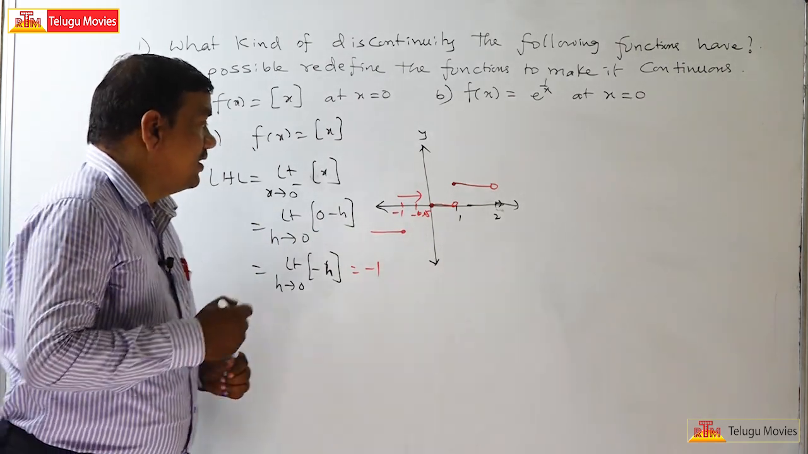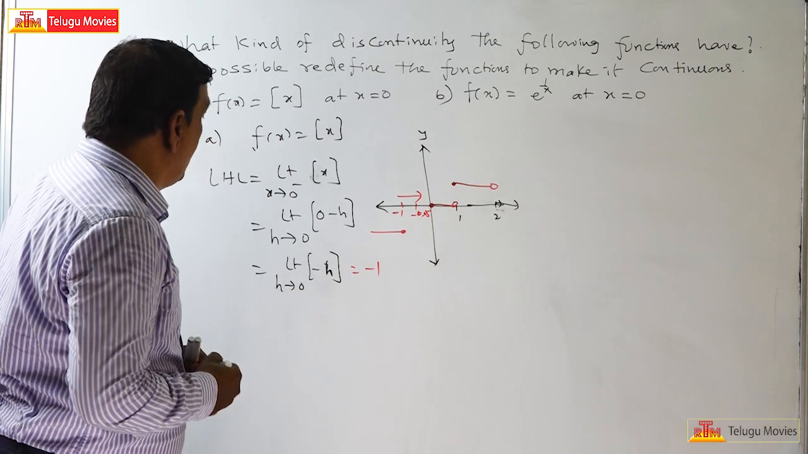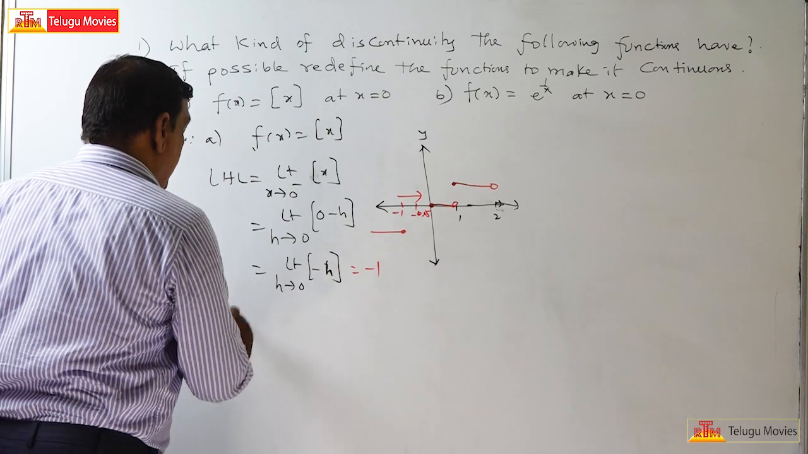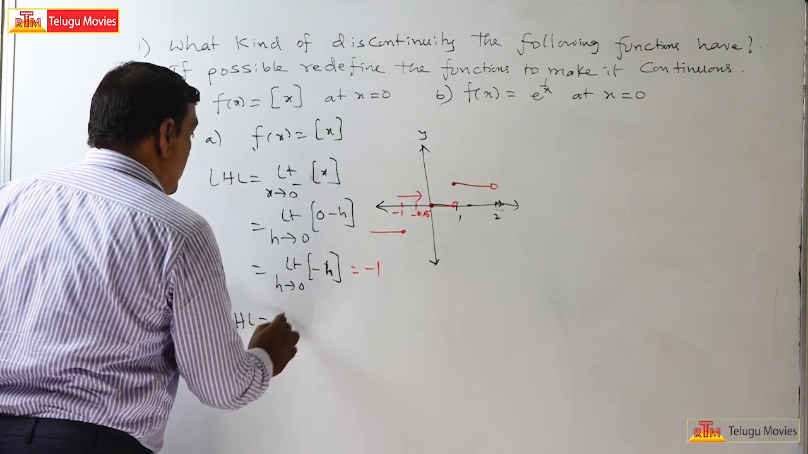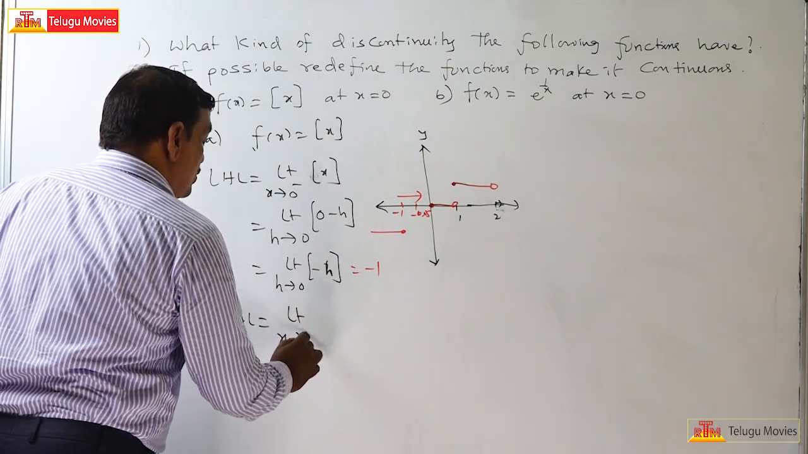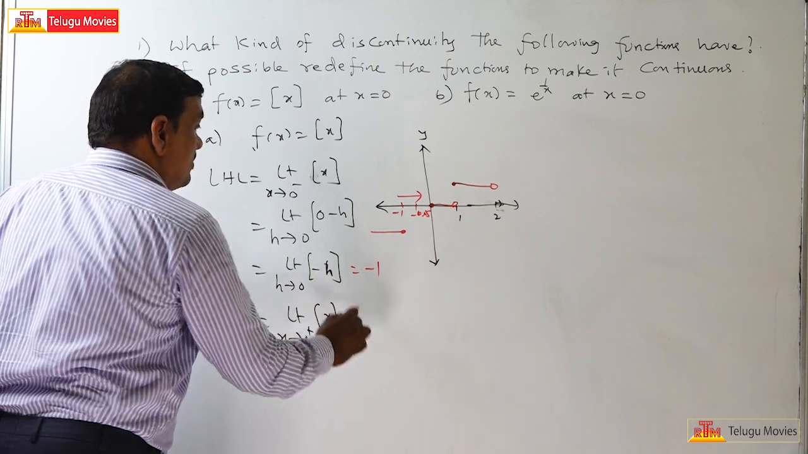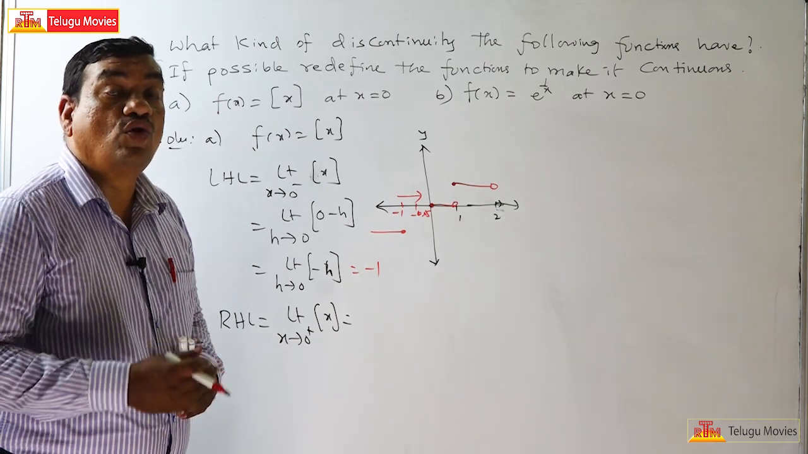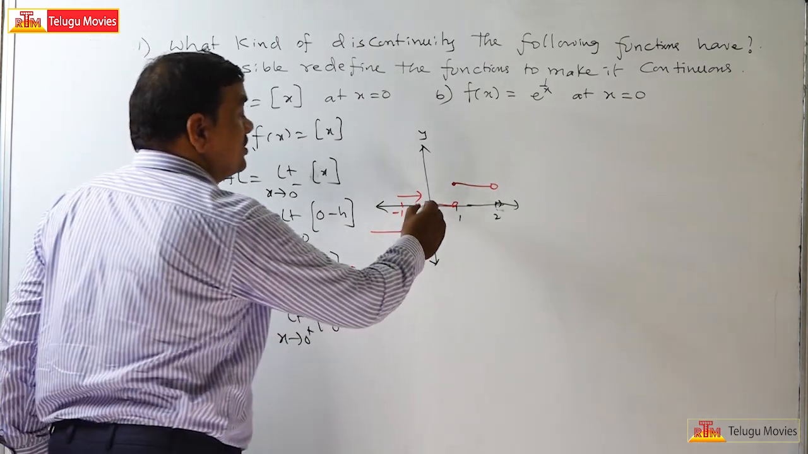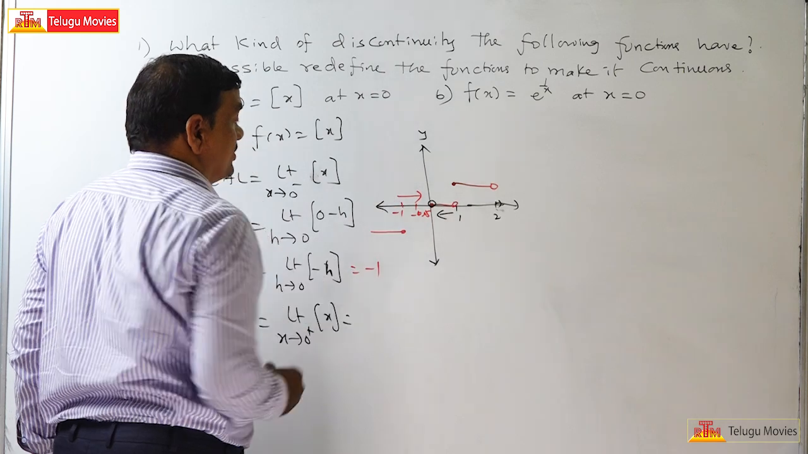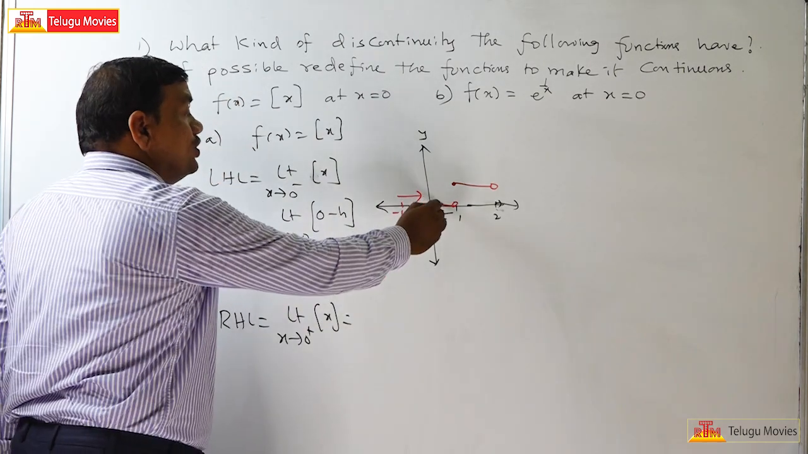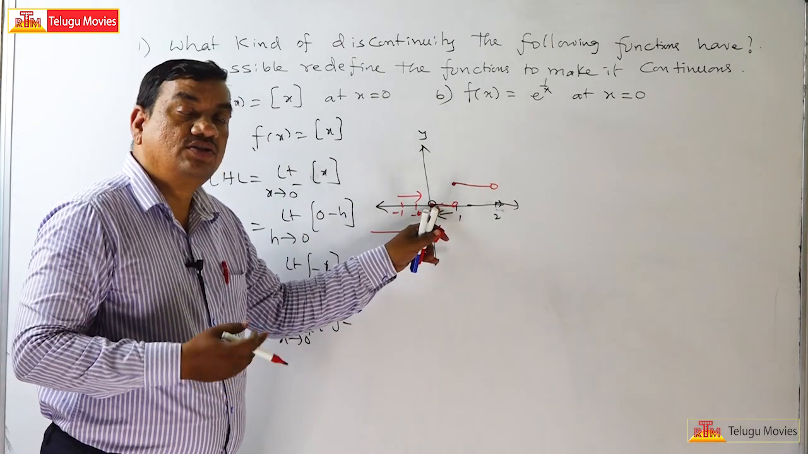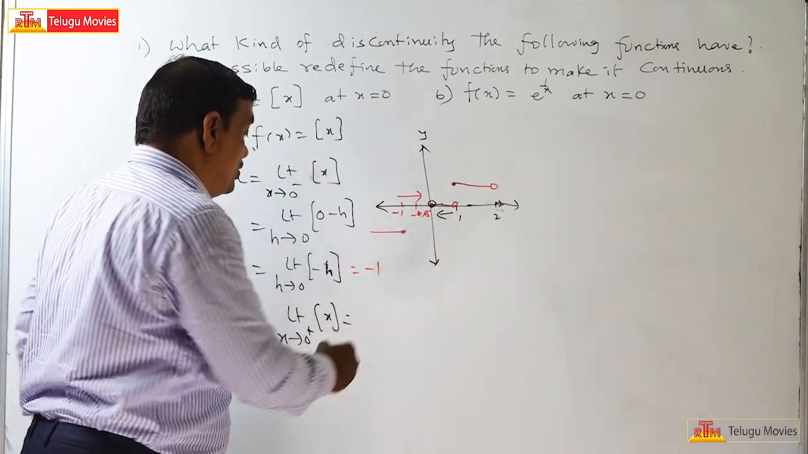Now coming to the right hand side limit. Let us check the right hand side limit, RHL. What is RHL? Limit x tends to 0 plus step of x. That means you are approaching 0 from the right direction. What is step of 0.5? 0. What is 0.6? 0. What is 0.8? 0 we are getting.